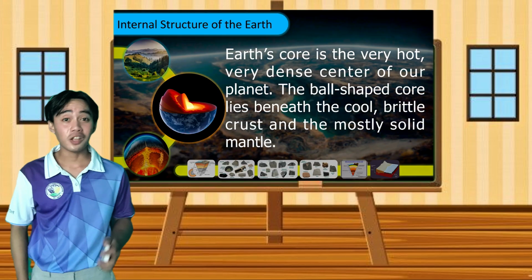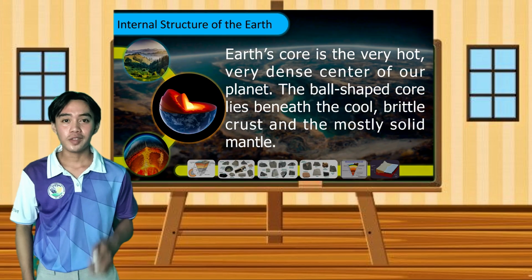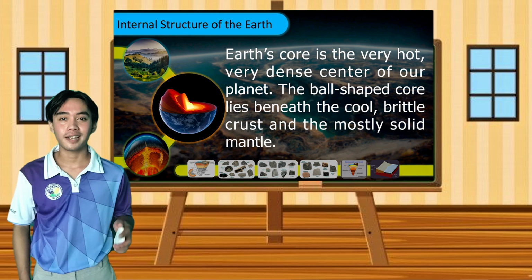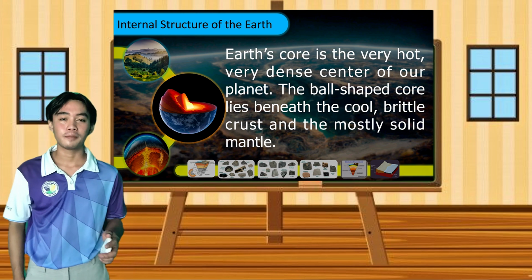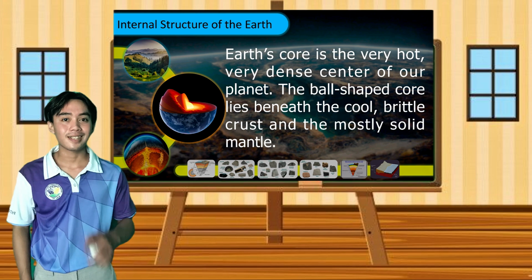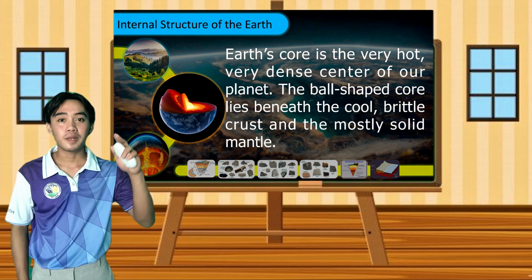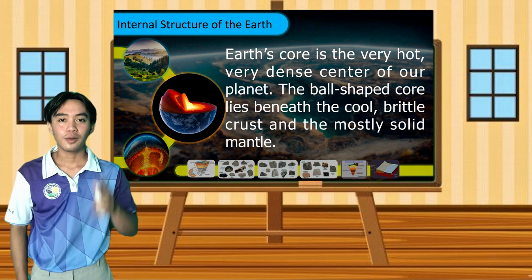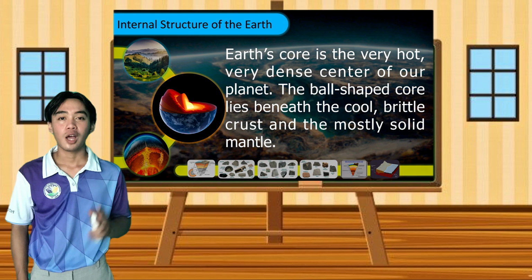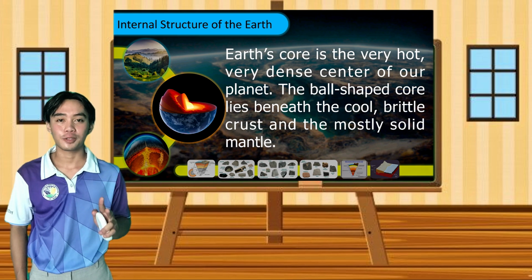Speaking of the core, why don't we discuss the core itself? The Earth's core is the very hot, very dense center of our planet. The Earth's core is ball-shaped, found at the center, and lies beneath the mantle. The core is divided into two regions, or it has two layers. We have the inner core and then the outer core.